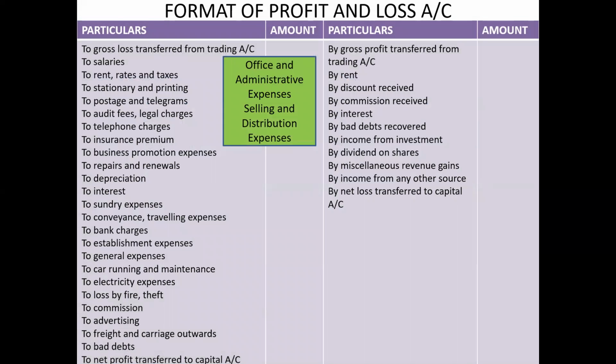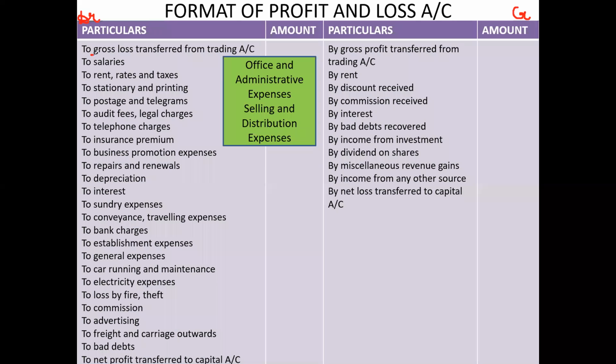This is the whole format of profit and loss account. The left hand side is the debit side of the profit and loss account, where we record all the operating and non-operating expenses and losses. And this is the credit side of the profit and loss account, where we record all the operating, indirect incomes and your non-operating income.